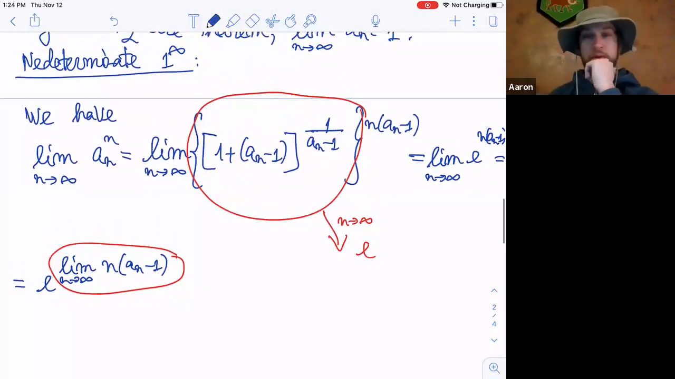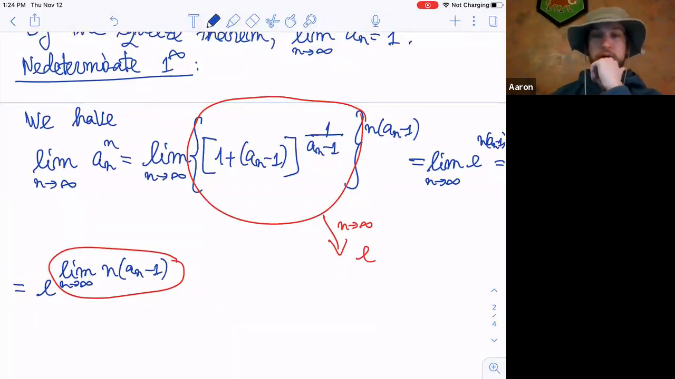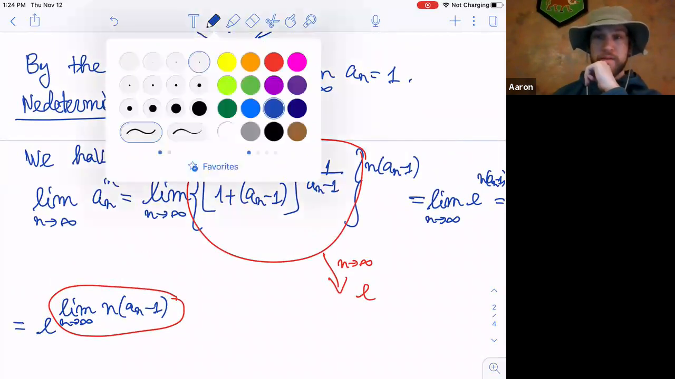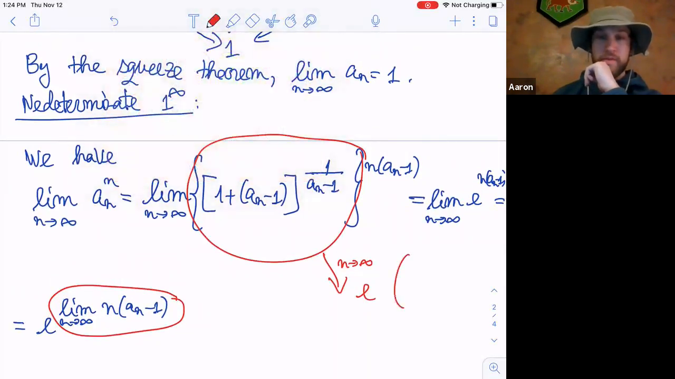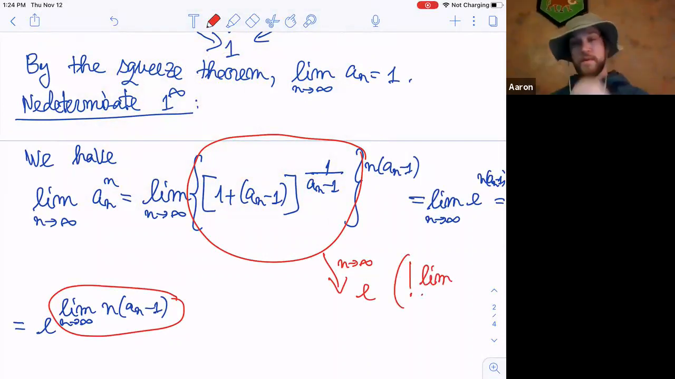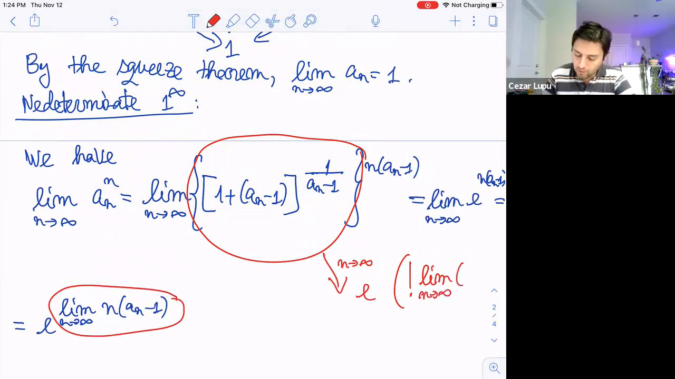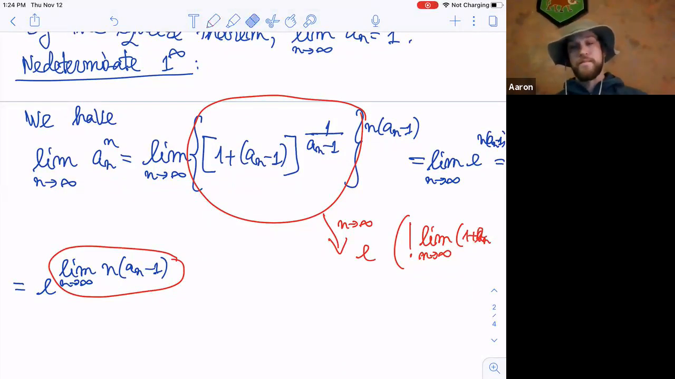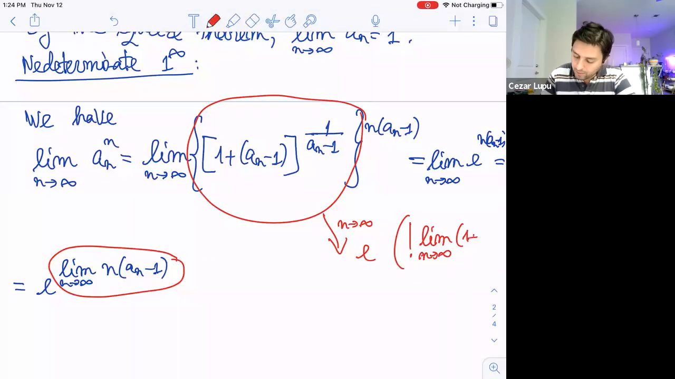So let's see, a comment. Yes, it converges to e because you can set a_n - 1 to some variable, and then take the limit of that, and that converges to Euler's constant, right? So the limit as n approaches infinity of 1 plus a sequence b_n, everything to the power 1 over b_n, is e, as the sequence b_n converges to 0. So this is what we used, right?